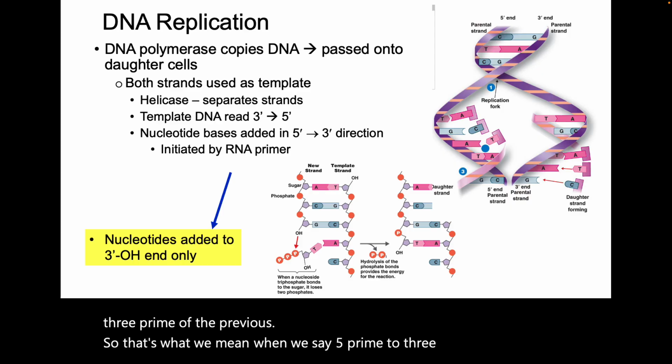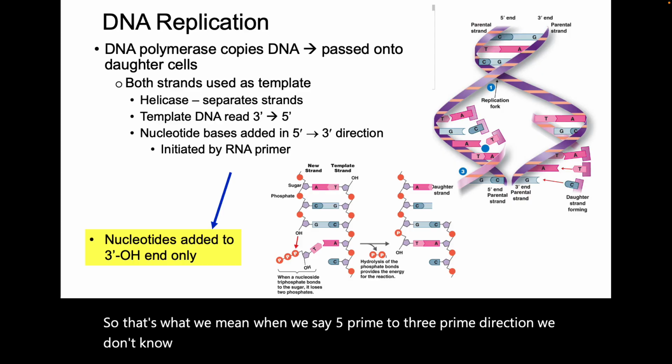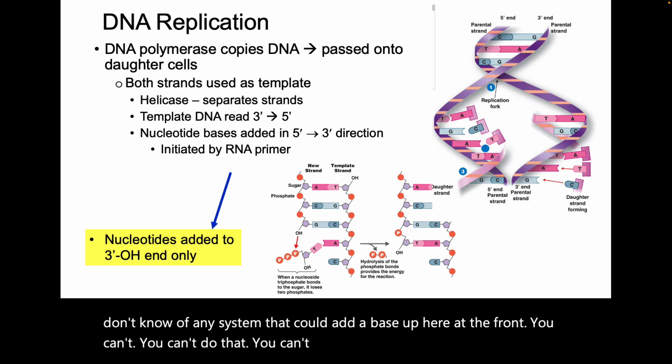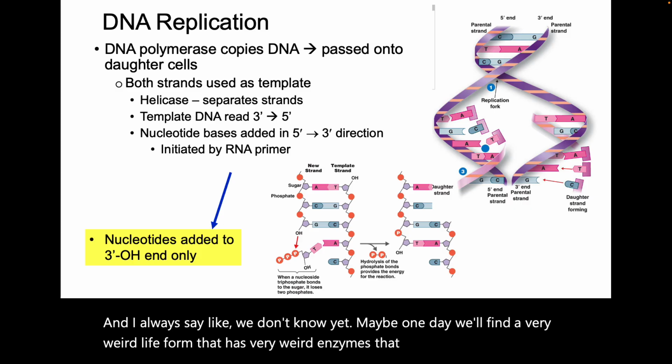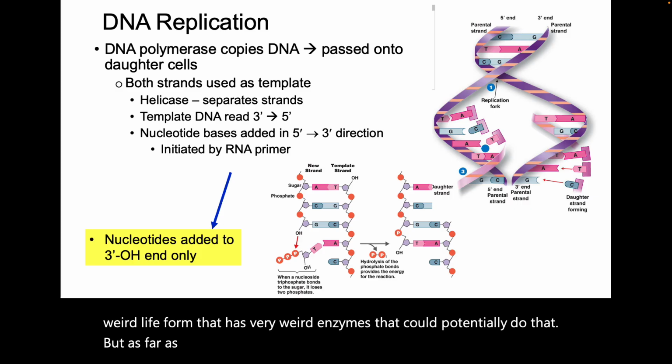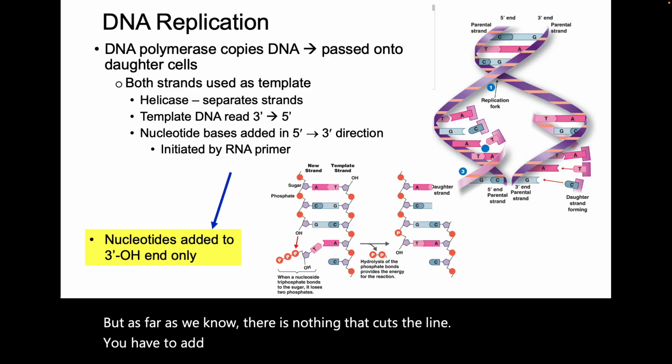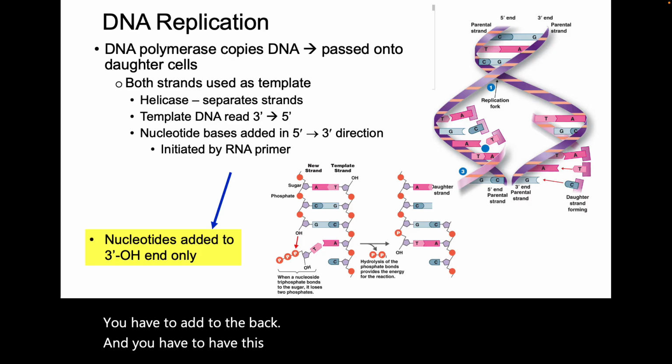We don't know of any system that could add a base up here at the front. You can't do that. You can't cut the line. And I always say, we don't know yet. Maybe one day we'll find a very weird life form that has very weird enzymes that could potentially do that. But as far as we know, there is nothing that cuts the line. You have to add to the back. And you have to have this free hydroxyl group, the OH group.